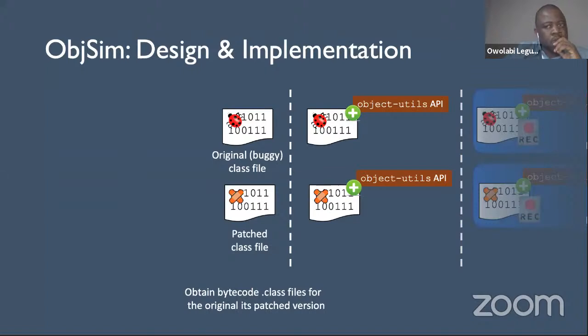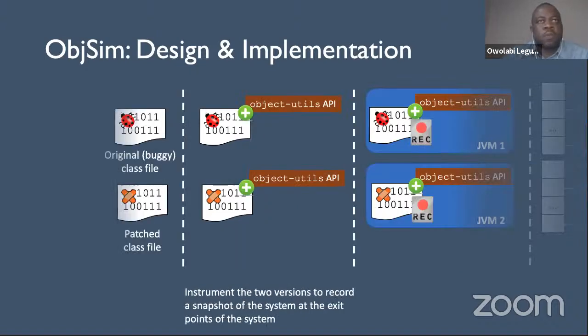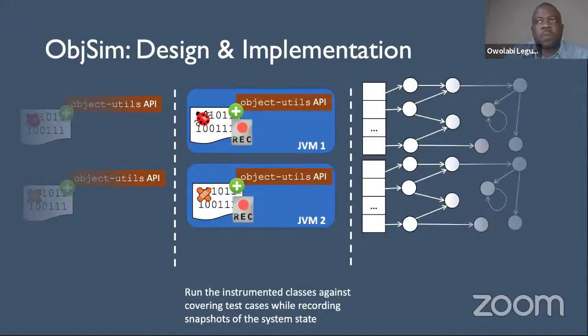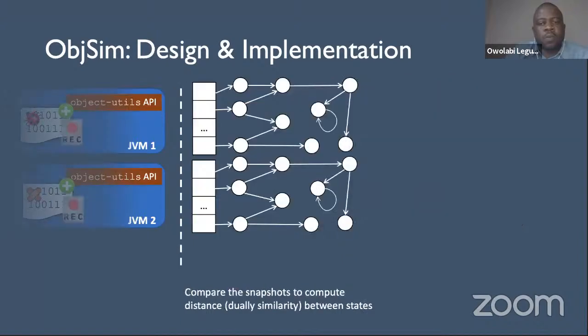Now let's look into the engineering details of the system. The tool starts by obtaining bytecode class files for the patch class by compiling the patches. It then instruments the class files so that when we run the covering test cases on the patches, we can collect the system state snapshots at the exit points of the patch method. The result is a set of object graphs, each of which corresponds to a particular system state. A hypothetical pair of object graphs is depicted here.